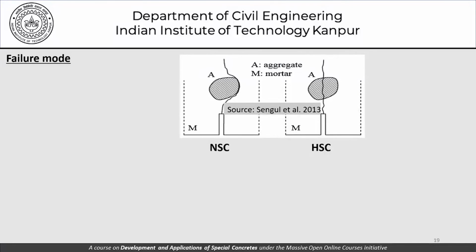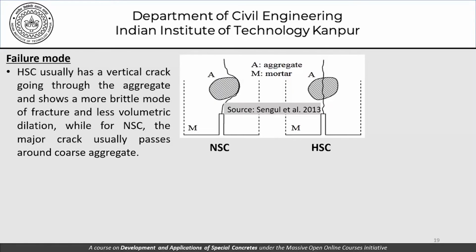As far as the failure modes are concerned in normal strength concrete and high strength concrete, from the same study that we just cited in 2013, high strength concrete has a vertical crack going through the aggregate and shows a more brittle mode of fracture and less volumetric dilation, while for normal strength concrete the major crack usually passes around the coarse aggregate.